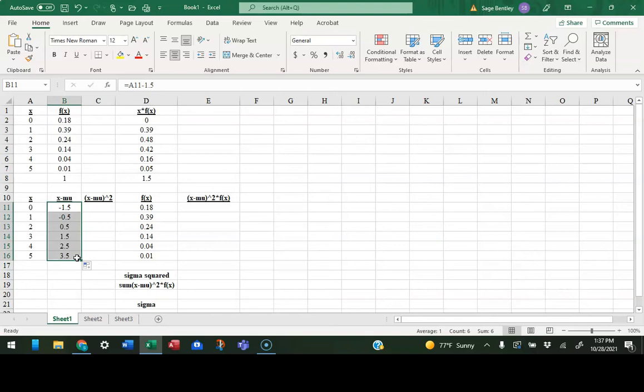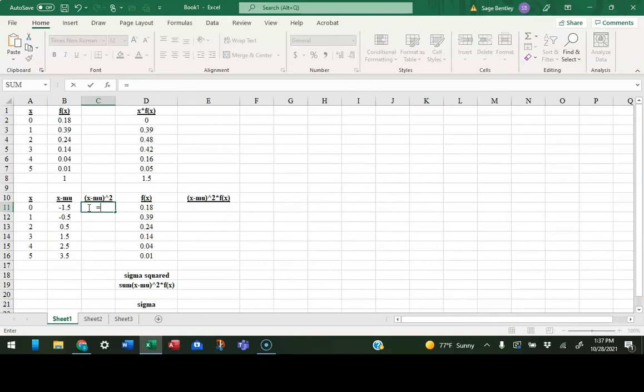Okay, that is my process. The next thing I want to do is take that number and square it. So come over here and say equals, and I'm going to put this in parentheses so that it will take the negative and square it.